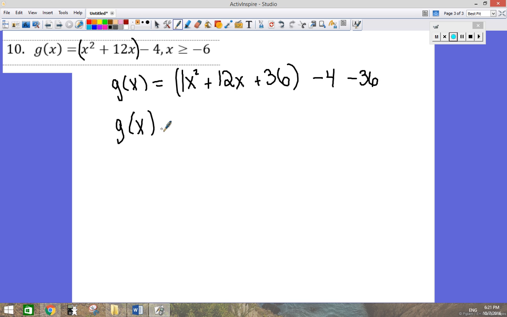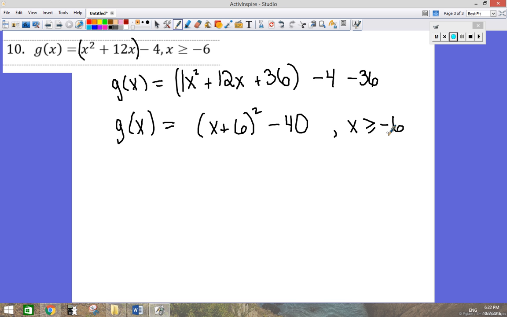Because I don't have to use an x method. I don't have to use very much thought at all. I know that this factors to (x plus 6) squared, because half of 12 is 6, and I added the correct amount so that it would become a perfect square. That's how it got its name, completing the square, this idea in that step right there. The minus 4 and minus 36 is minus 40. Now, don't forget that I have this x greater than or equal to negative 6. Now, at first you might sit there and think, well, why is this a negative 6 when inside the parentheses it says positive 6?